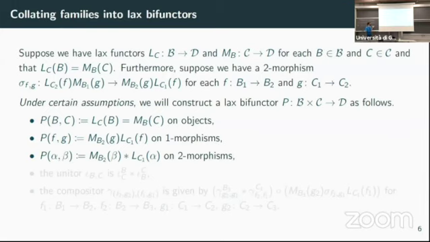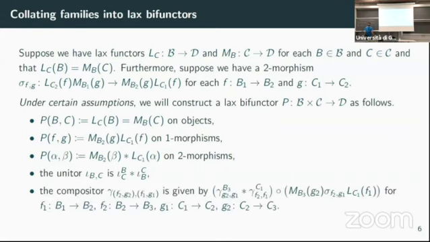But now this isn't all the data. We also need to say what we're doing with the unitors and what we're doing with the compositors. So for the unitors, it's straightforward. We're just going to take the horizontal composition of the 2 unitors we start with. But for the compositor, slightly more complicated. In this case, it involves the map sigma. Don't worry too much about this definition or try to understand it, because we will represent this in terms of string diagrams, and then it should hopefully become simpler.